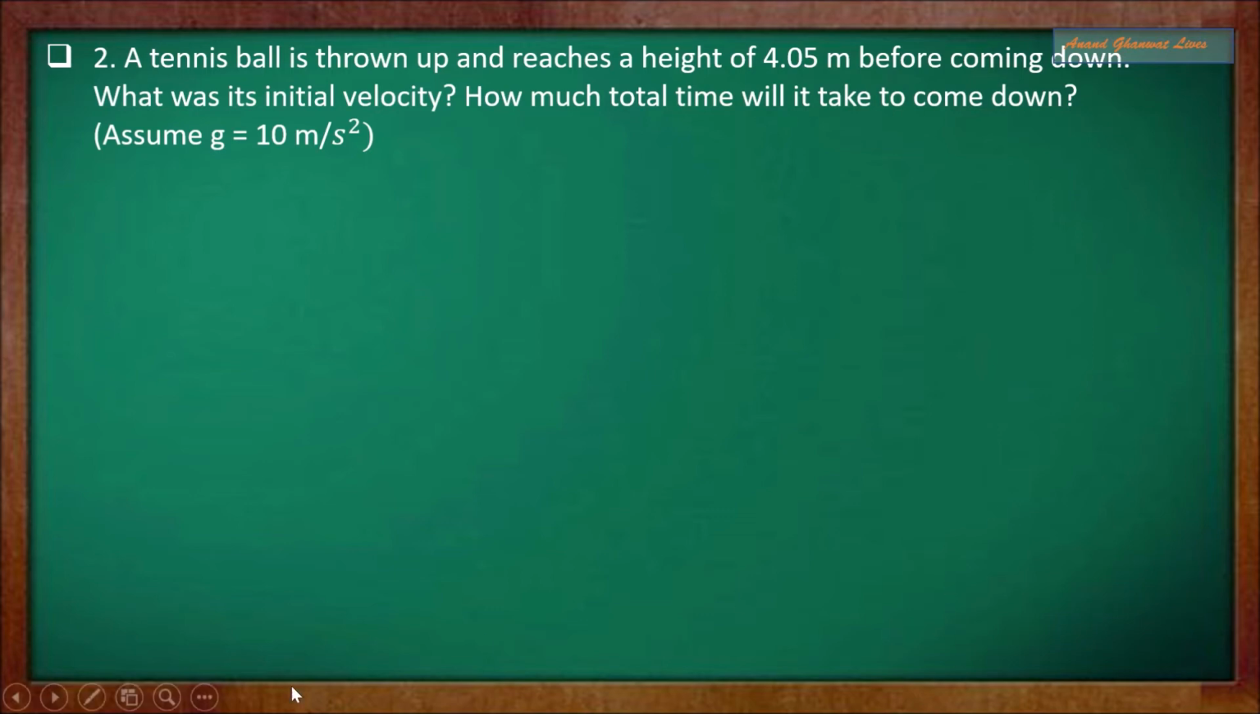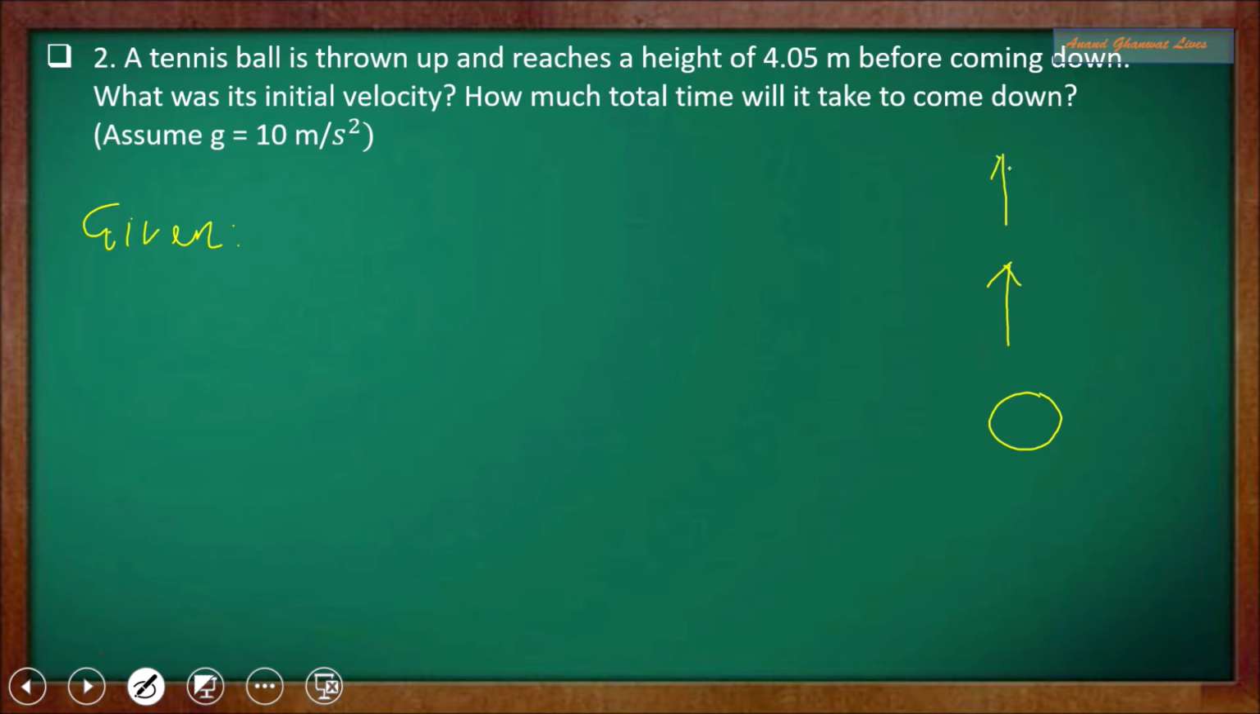Now first we have to write what information is given to us. We have given that ball is thrown up, means ball is thrown in upward direction. It is in the opposite direction of acceleration due to gravity. So value of g must be taken as negative. It reaches a certain height of 4.05 meter. So ball has reached the maximum height 4.05 meter.